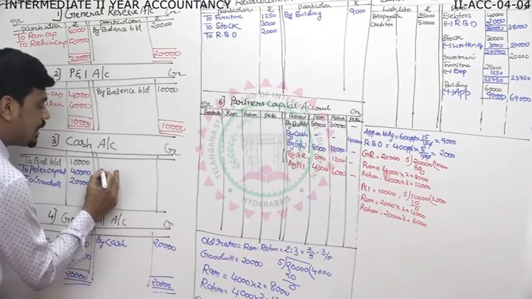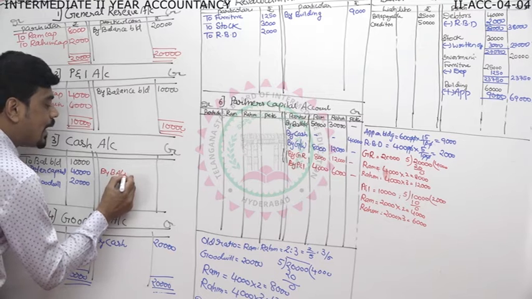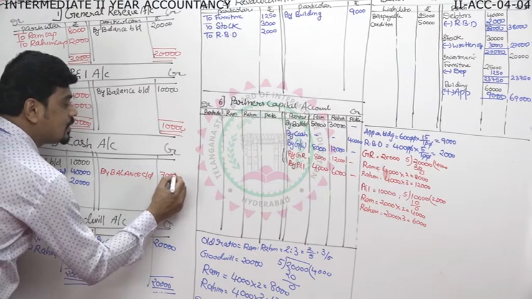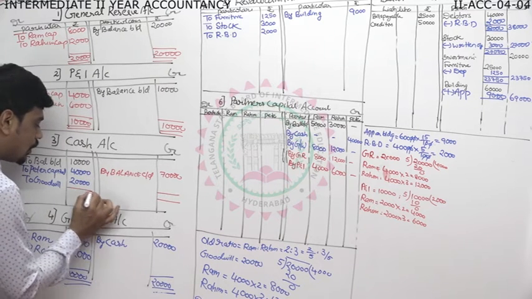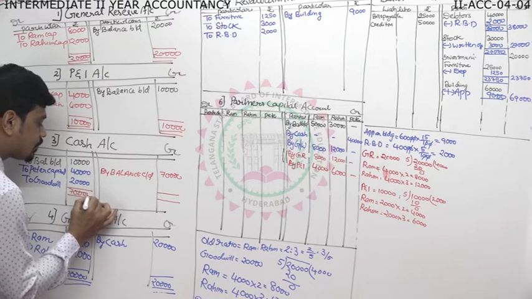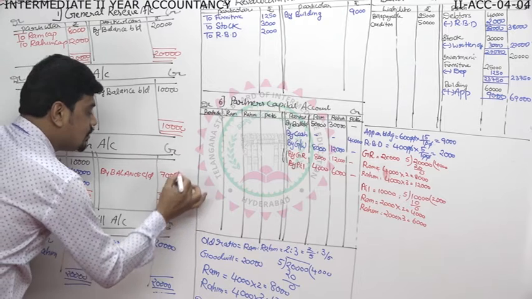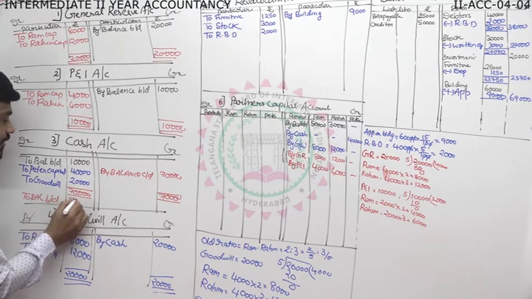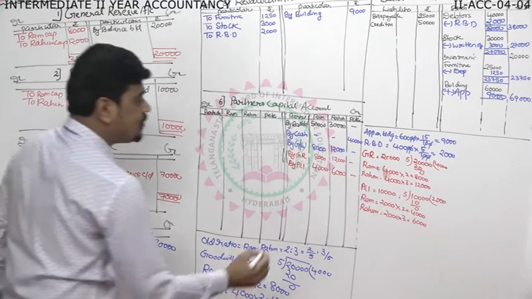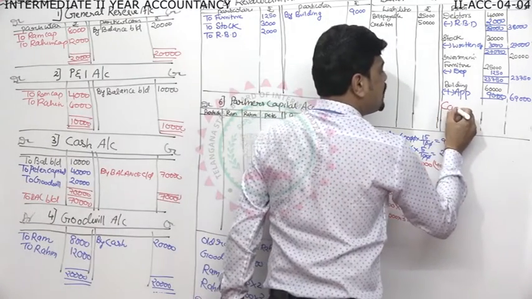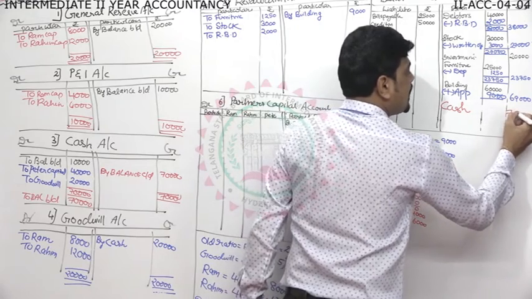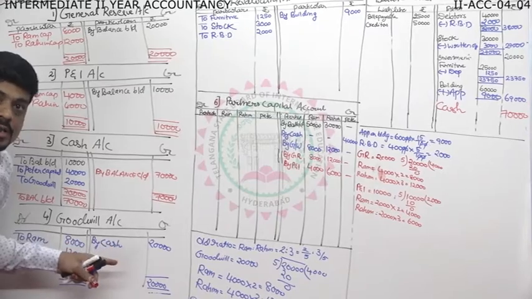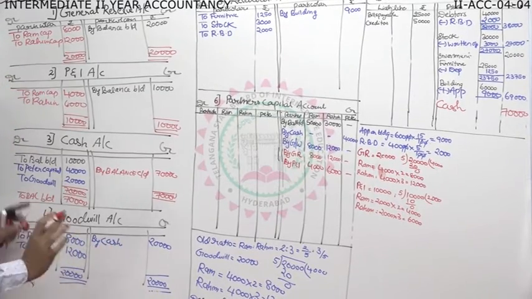So this will be written on the credit side as balance carried down, 70,000. Now let us close the cash account with 70,000. And this will be brought down as balance brought down, 70,000. This is the new cash. So in the balance sheet we will put cash 70,000. Then goodwill. Goodwill is already balanced because it is distributed. So no need to worry.